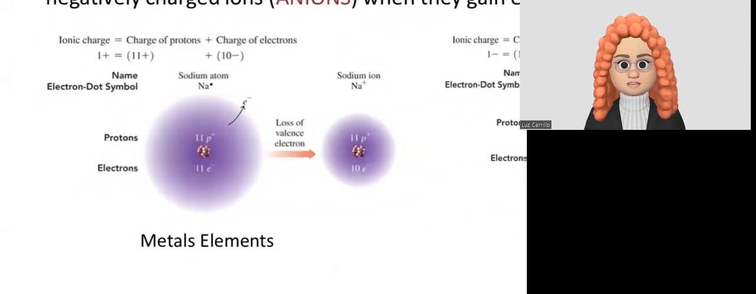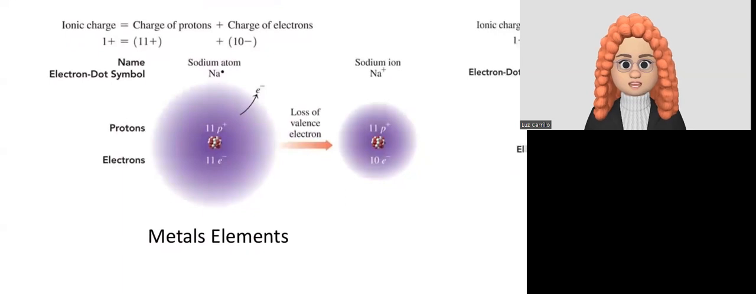If we look at the figures in this slide, let's first understand why it is that metal elements are willing to lose one or more electrons in order to form cations. Here we have the example of the sodium atom. When we look at the electron configuration for it, of the 11 electrons that it has, its electron configuration is 1s2, 2s2, 2p6, 3s1.